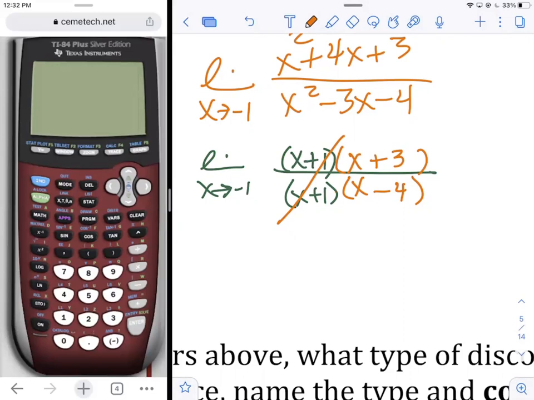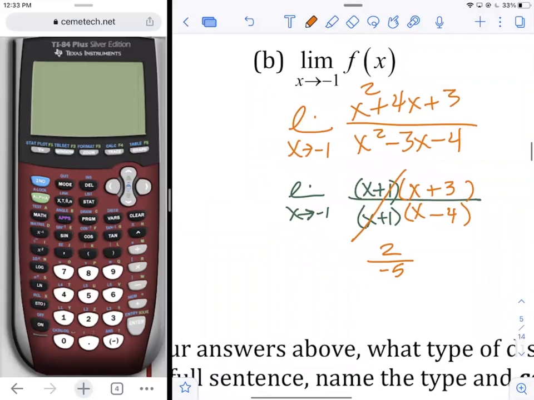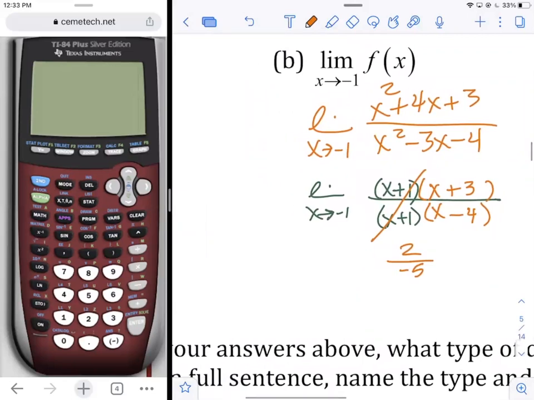So -1 plus 3 is 2. -1 minus 4 is -5. Okay, so here is kind of the rule. When you set up a limit, as long as you still have variables, you need the limit in front. But as soon as you plug in, that's when you don't need the limit.